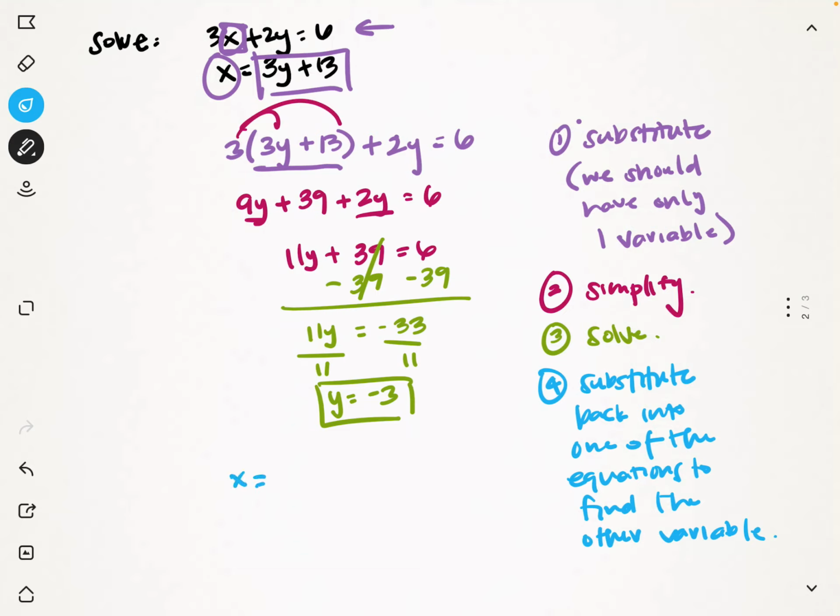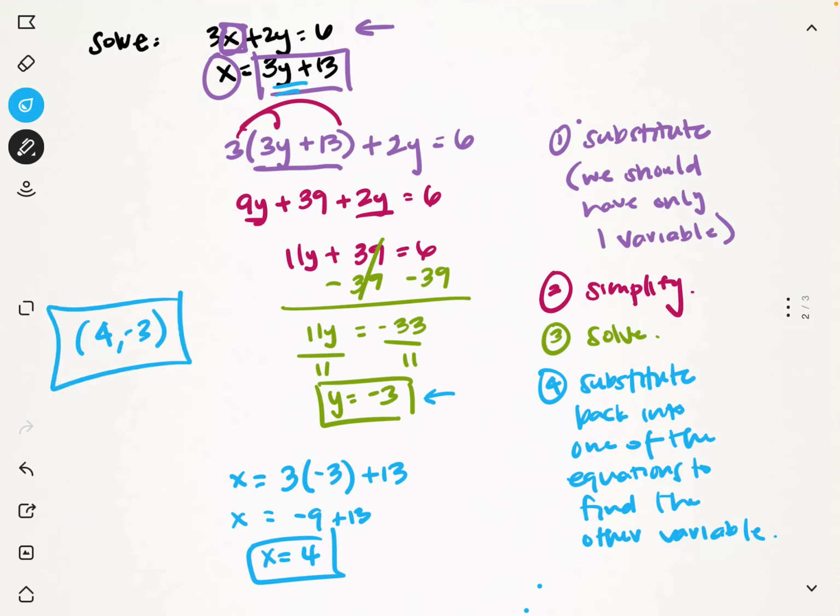So we are going to substitute our y, our negative 3, in for y into the second equation. So x equals 3, parentheses, because we're substituting the negative 3 for y. So we have negative 9 plus 13. So x is going to be 4. Okay, so our solution would be 4 is our x and negative 3 is our y. Okay, so it does take some work, but the more you do it, the better you get at it.